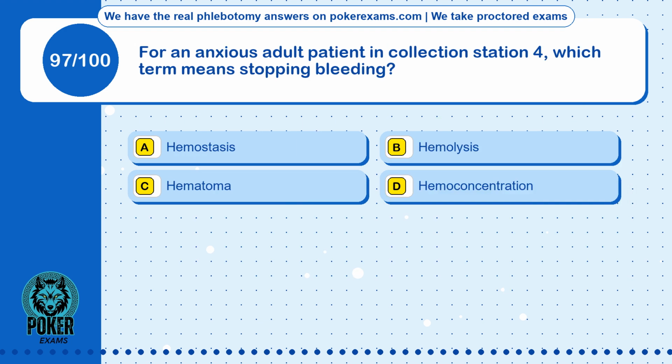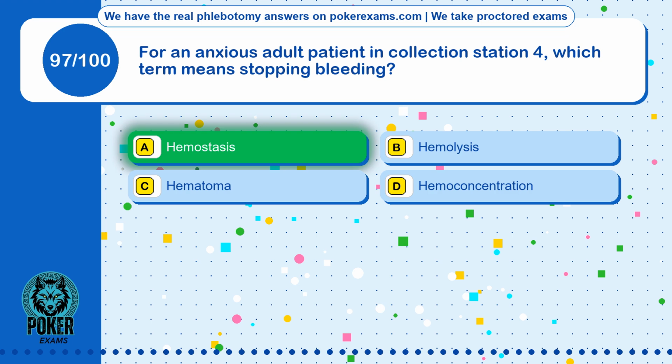Question 97. For an anxious adult patient in collection station 4, which term means stopping bleeding? Option A, hemostasis. Option B, hemolysis. Option C, hematoma. Option D, hemoconcentration. The correct answer is option A.